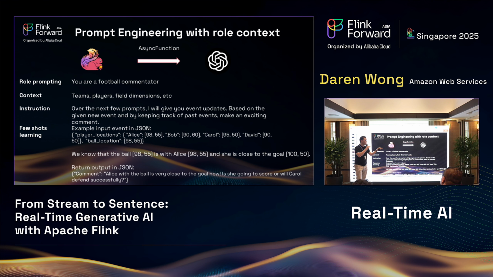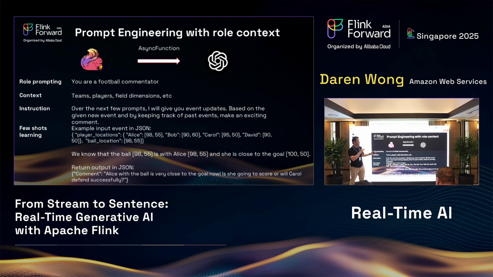So in this initial prompt, we can do role prompting here, giving it a role. We can tell the LLM that you are a football commentator, so that it knows its role. Next, we can give it context. Who are the teams? Who are the players that are playing? And what's the field dimension like? And so on.